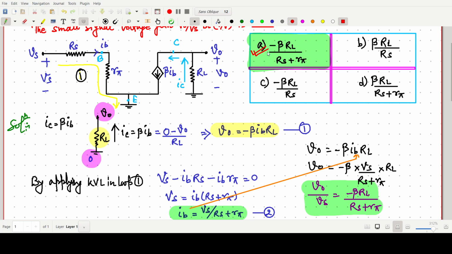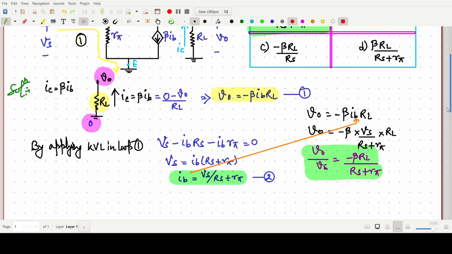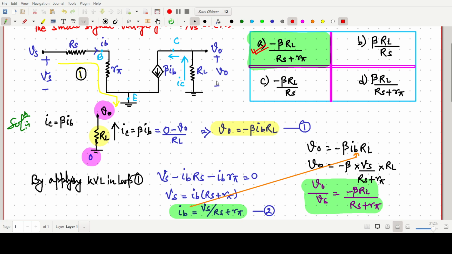This is all about this simple, fundamental question. We have to find V naught by Vs. V naught we are finding as this current into R, but the current is going from this direction, so minus beta IB RL, because current is flowing from zero potential. Now for the input section, we just apply Kirchhoff's voltage law: Vs minus IB RS minus IB R pi equals 0. Then we find IB as a function of Vs, then we put the value of IB, and we get this result.